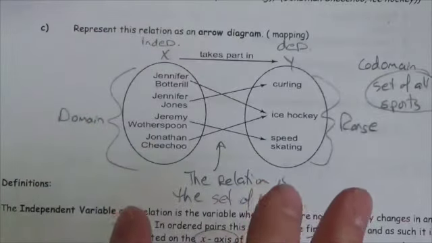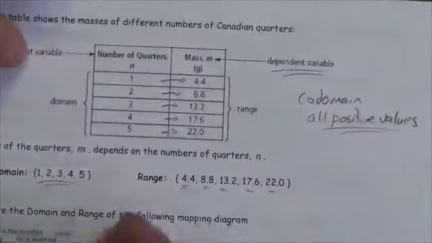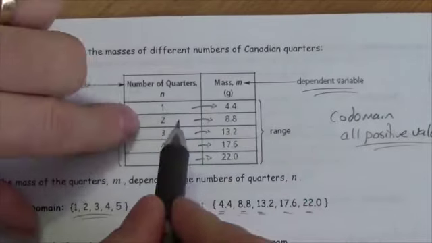We are totally okay with that. We also like one-to-one. Now, here's the one that I wanted to point to. Sorry, that was this guy over here. This was with the quarters and the mass here. This is a one-to-one relationship.